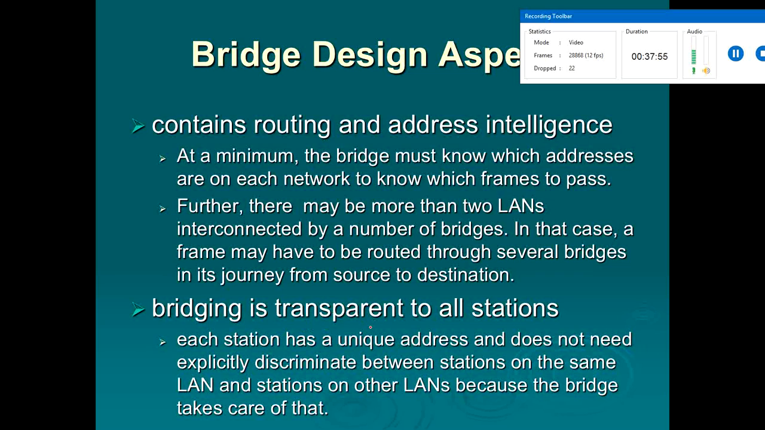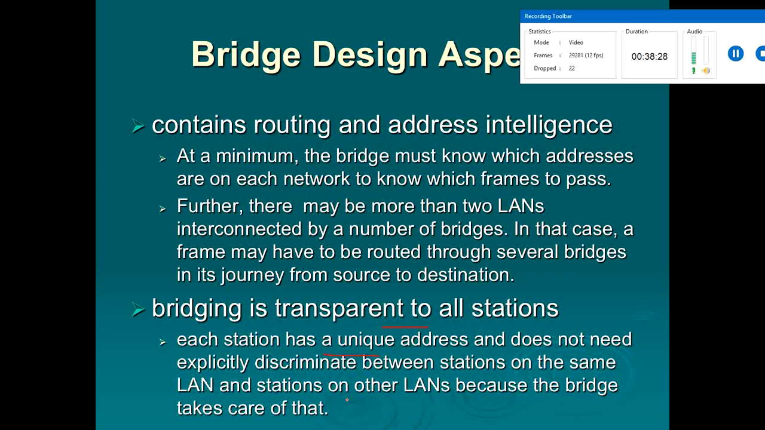So bridging is transparent to all the stations. Each station has a unique address and does not need to explicitly discriminate between the stations on the same LAN or stations on the other LAN. So for example, what does this mean? If a station wants to transmit a frame to any other station, it should not explicitly tell the bridge that this station lies on LAN B or LAN X or LAN Y or whatever. The bridge should take care of that.